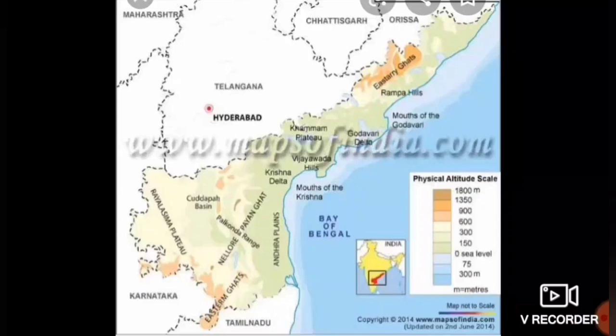Okay students, hope you understood this. The plateau region itself is cut by many rivers like the Krishna and the Godavari, etc., which form deep and broad valleys in them.